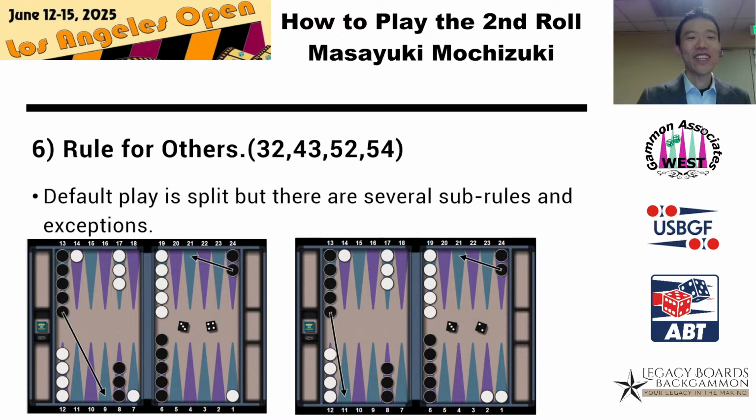So the last rule, rule number 6, rule for others, not 6x, not 1x, but you roll 3-2, 4-3, 5-2, or 5-4. Those default plays are split and down, like 3-4 like this or 3-2 like this. But there are several sub rules and exceptions, and I'm showing you one by one.